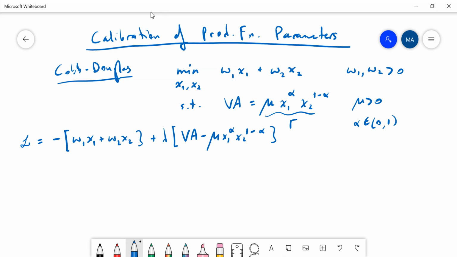eventually what you realize is that if you call this function f, you will have omega 1 plus lambda minus the derivative of f. So this is basically marginal productivity, the derivative of f with respect to x1. This will be equal to 0. Of course, here we are assuming that these are positive.